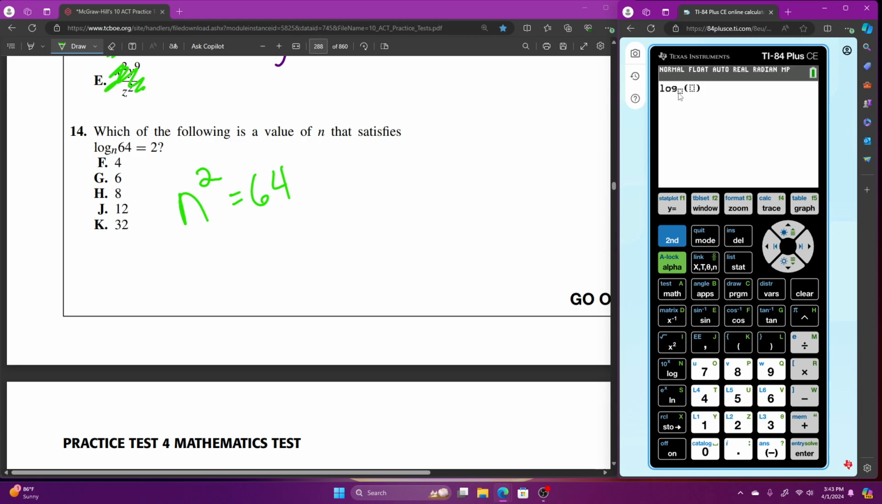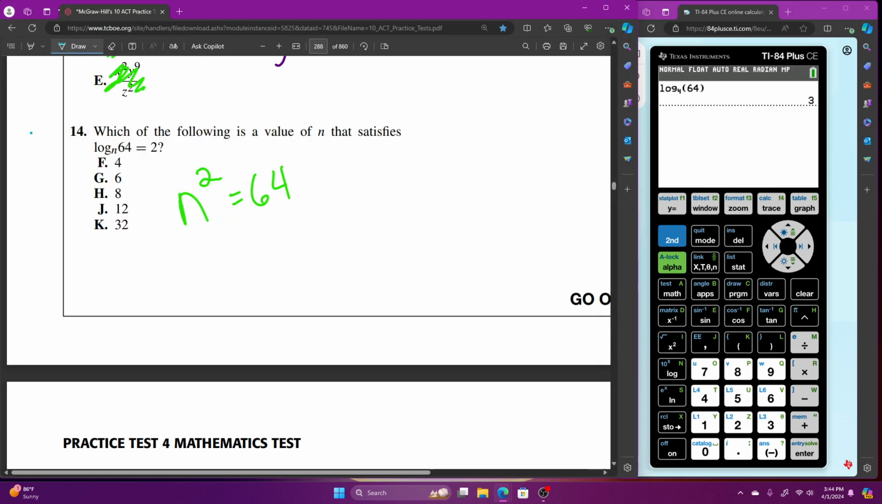Let's try answer choice F. Log base 4 of 64 equals 3, not 2, so not the answer. Trying the next one.